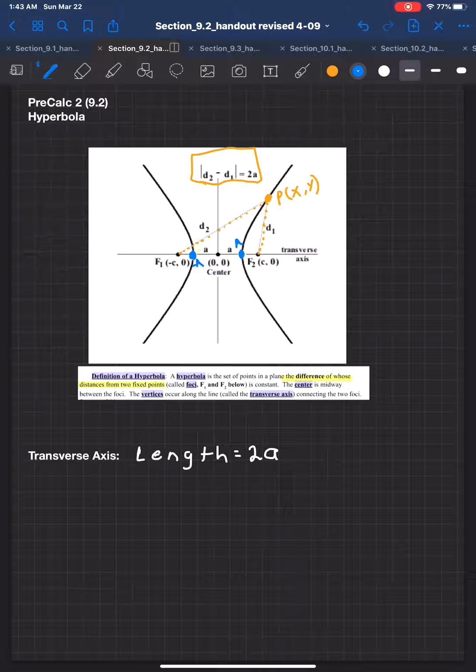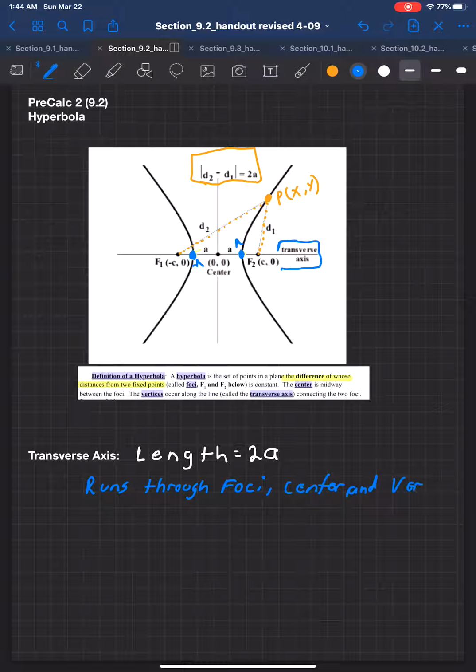we have this axis. Now, I'm going to talk about what we mean by the transverse axis. The transverse axis runs through the focal points, the center, and the vertices.